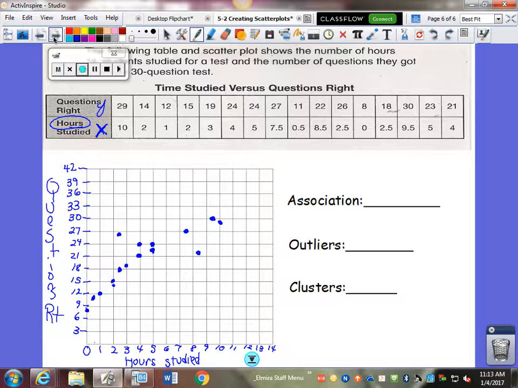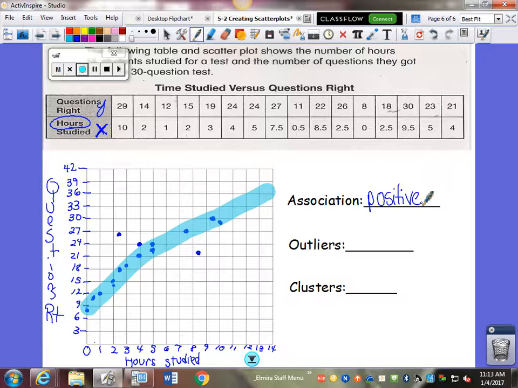All right? Association. Now, again, here's what you want to visualize in your mind. Most of the dots that appear in the graph follow that line, which is going generally uphill. So we would consider this association positive.